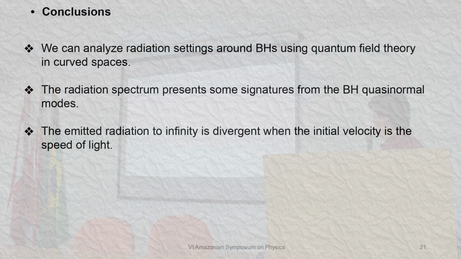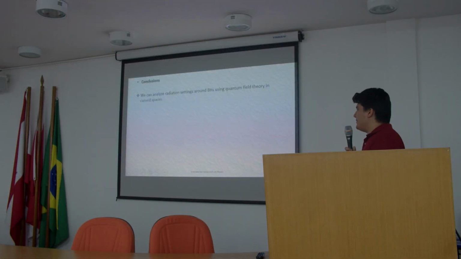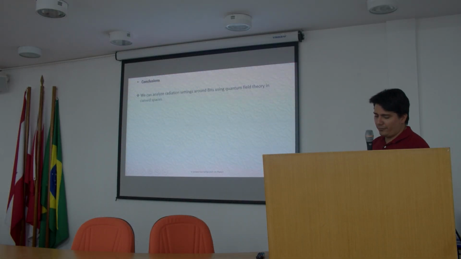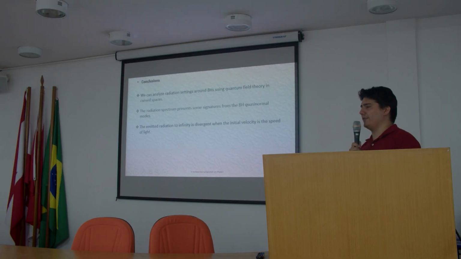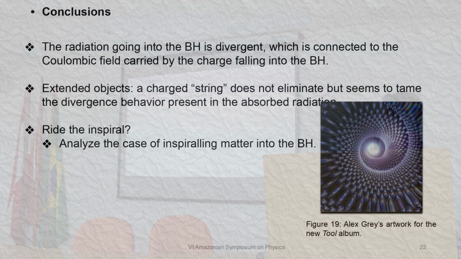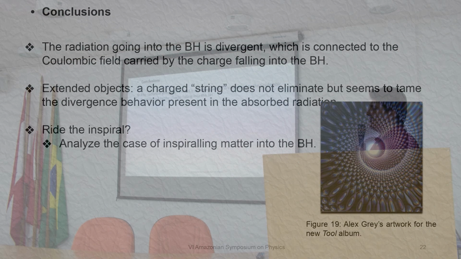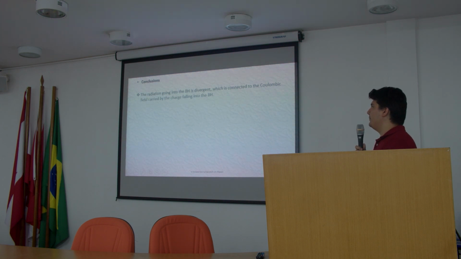So some conclusions from that: of course, you can analyze radiation settings around black holes using quantum field theory in curved space. In this case, the radiation spectrum presents some signatures from the black hole quasi-normal modes. One thing that I did not say is the emitted radiation to infinity is divergent when the initial velocity is the speed of light. But I don't think we have to worry too much about that, because you don't expect to throw a charge with the initial velocity being the speed of light, right? But the other thing is that the radiation going into the black hole is divergent, but we know that this is basically from the Coulombic field that's carried by the charge into the black hole, and this has infinite energy.